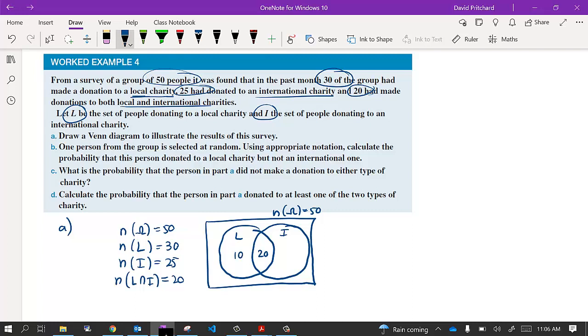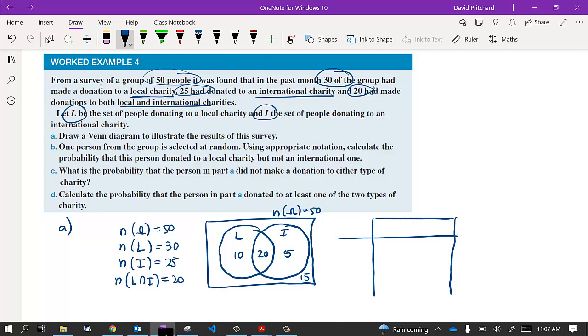We know that the international must add up to 25. So that means our missing amount is 5. So international adds up to 25. Now, if we add these three values, 10 plus 20 plus 5, we get 35. And that means that we've got 15 remaining that didn't donate. Okay, so constructing that Venn diagram, not so bad. We'll also do the same thing with our two-way table, so you can see that.